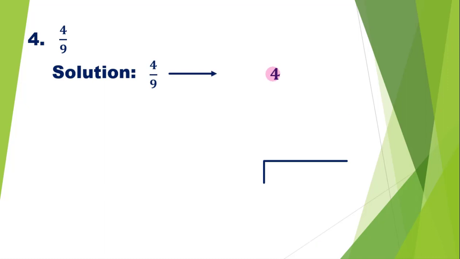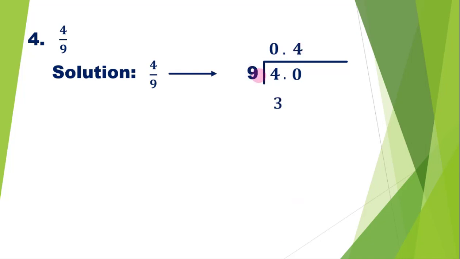For number 4, we have 4/9. Again, 9 is not a multiple of the powers of 10. So we need again long division in order to convert 4/9 to a decimal number. Let's do that. So we have 4 divided by 9. Cannot be. So we write 0 up here, then put a decimal point up there, align it. Then another 0. Then this becomes now 40 divided by 9. So we have 4. 4 times 9 is 36. Then 40 minus 36 equals again 4.